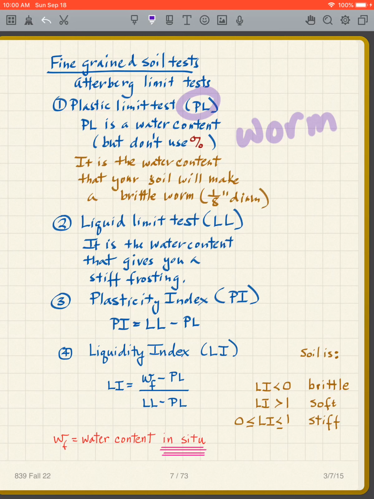So what you do is, remember, you roll the soil into a worm in the lab and make sure it just starts to crack when it's 1/8 inch diameter. That is the right water content. You figure out the water content by definition. That's the plastic limit. Now, strangely, it's a water content, but we don't use the percent. Just the way it is.